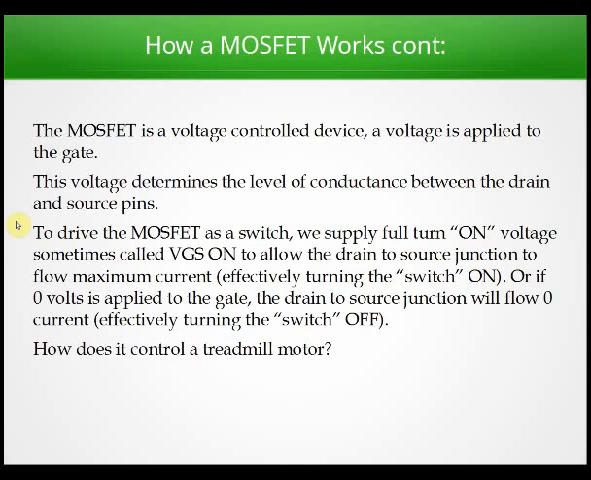To drive the MOSFET as a switch, we supply a full turn-on voltage, sometimes called VGS on, to allow the drain to source junction to flow maximum current, effectively turning the switch on. Or, if 0 volts is applied to the gate, the drain to source junction will flow 0 current, effectively turning the switch off. How does it control a treadmill motor?